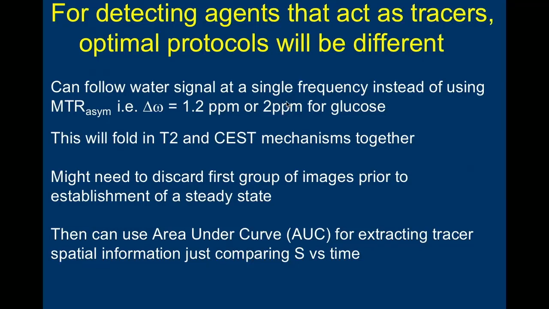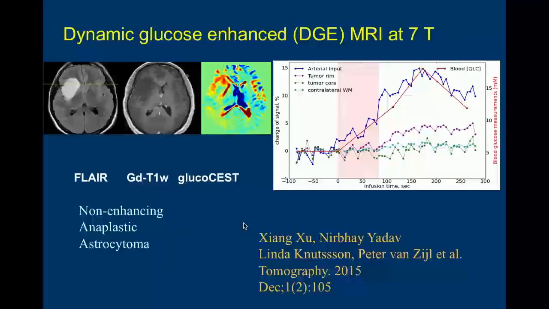When we administer glucose, we'll use a different type of approach. We'll actually just look at a single saturation frequency instead of multiple to create an MTR asymmetry. So just look at the signal at 1.2 or 2 ppm from water. This also folds in T2 and CEST mechanisms, so it's not a single pure source of contrast. We might need to discard the first group of images before a steady state is established, and we can also use area under the curve analysis.